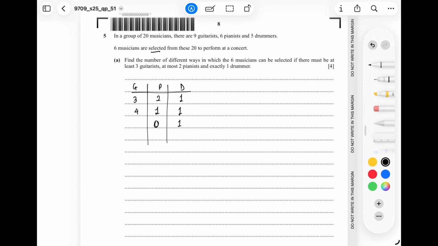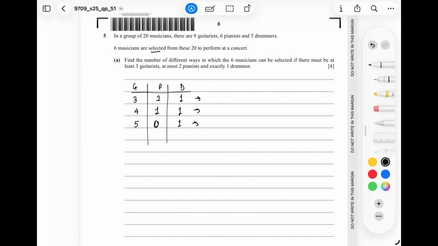That means we have to have 5 guitarists. Guitarists is at least 3, so it has to go up from 3. Pianists is at most 2, so it has to go down from 2. Drummer is exactly 1. So these are all the options that you have. This is a fairly easy question. I don't know why it's 4 marks, but that's good.